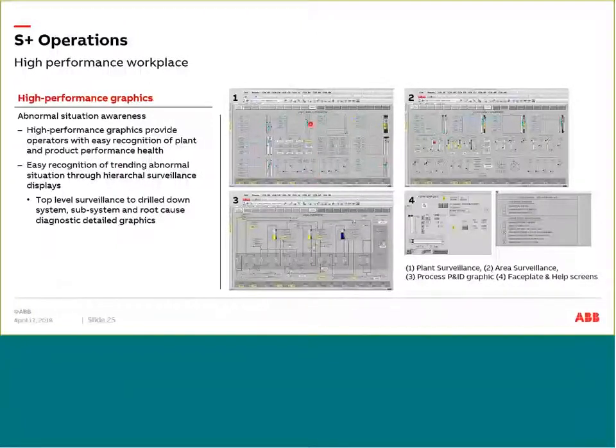So I'm looking at a very high level. I look at the plant and I'm like, okay, most of it is operating fine. I can see some yellow. Let me dig in deeper. The second level is area surveillance. So now, within the plant, you're looking at a particular area. And then the third level is your process P&ID graphic. And then one level below that is your faceplate.